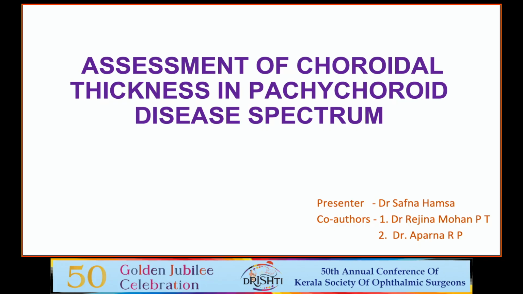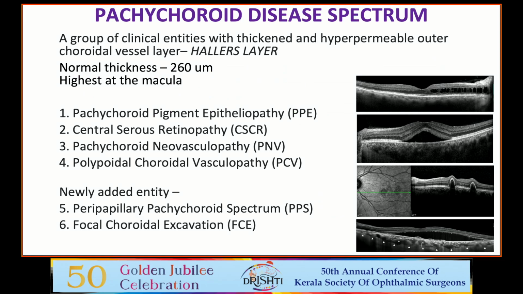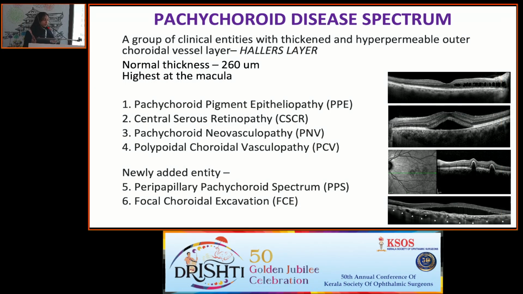Good morning. My topic is assessment of the choroidal thickness in the pachychoroid disease spectrum. The pachychoroid disease spectrum is a group of clinical entities characterized by thickened and hyperpermeable outer choroidal vessel layer, which is the Haller layer. The average choroidal thickness is around 260 micrometers, the highest being at the level of the macula.